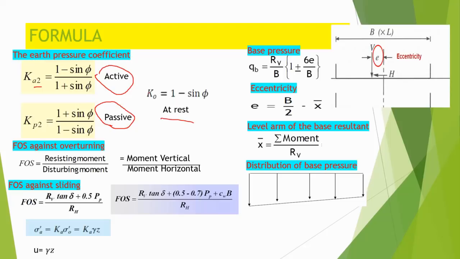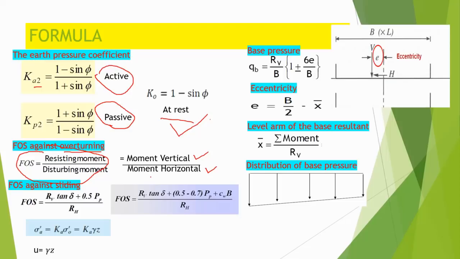Very, very important. The second formula you need to memorize is FOS against overturning. Kalau they mention against overturning, please use this formula. Jangan terbalik. Atas ni resisting movement bahagi disturbing movement. Ingat, resisting bagi disturbing. Sama dengan movement vertical bahagi movement horizontal. So, this is the formula against overturning. Ingat, movement vertical bagi movement horizontal.